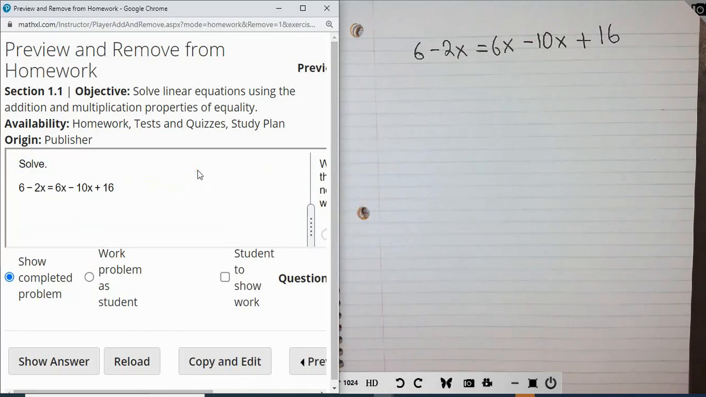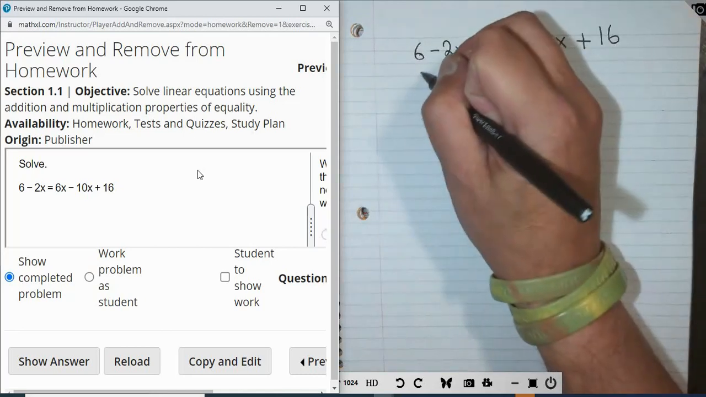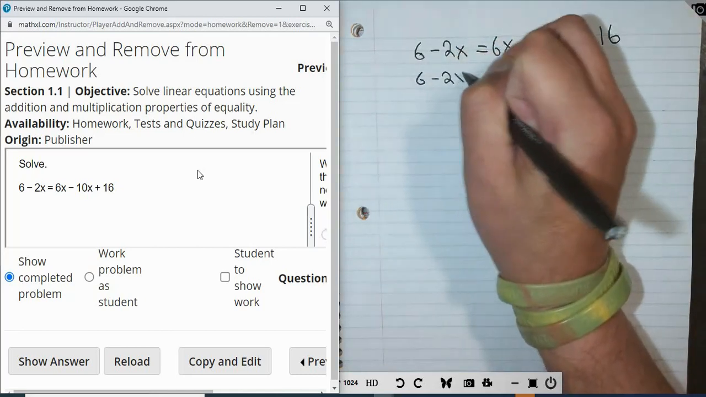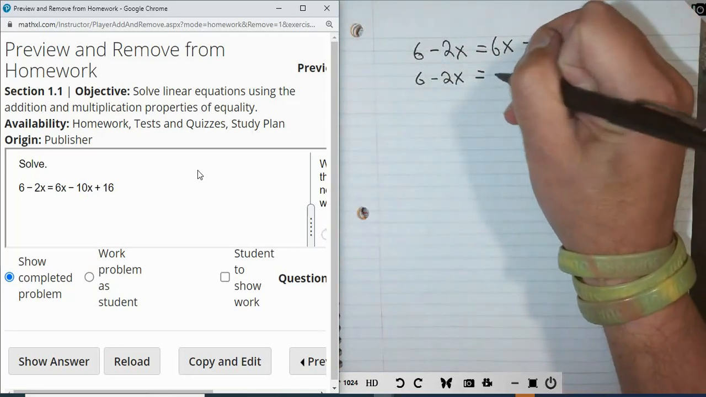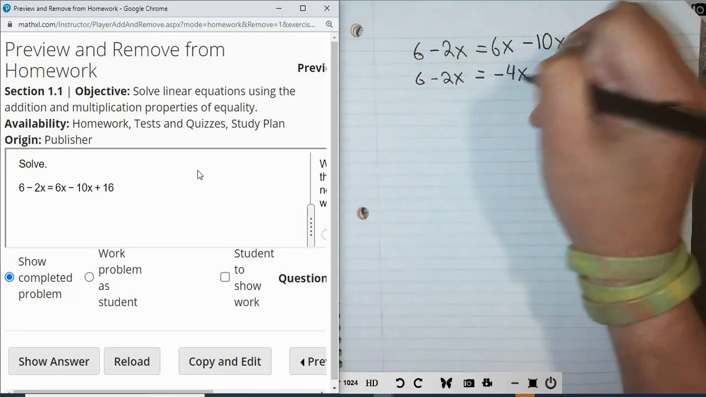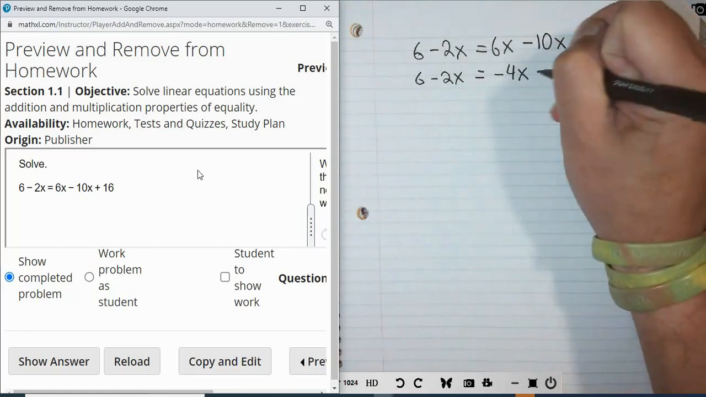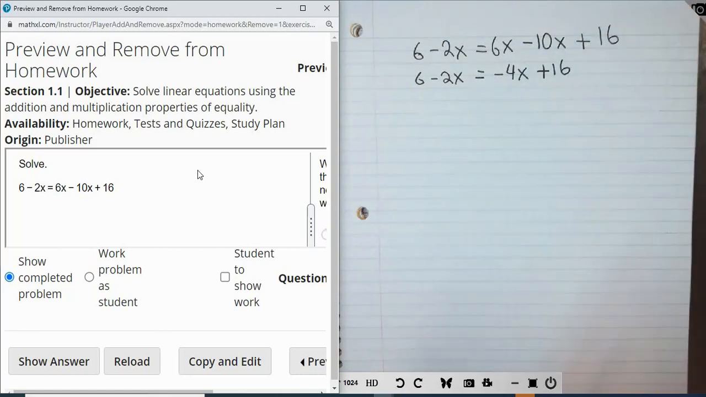All right, so same concepts here. Isolate the x variable, combine like terms, get the constant over to one side. So the first thing we're going to have to do here, and I'm going to write all this out, is do 6x minus 10x, which is combining like terms there. We get negative 4x.